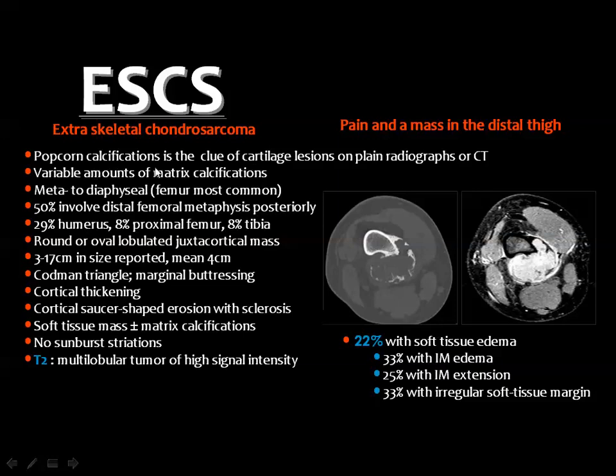It may show popcorn calcification, which is considered the clue for a cartilage lesion on the plain film or CT. There are variable amounts of matrix calcification. The location of the tumor is in the metaphysis or in the diaphysis or the metadiaphyseal region. 50% occur in the distal femoral metaphysis, especially along the posterior aspect. 29% in the humerus, 8% in the proximal femur, and 8% in the tibia.